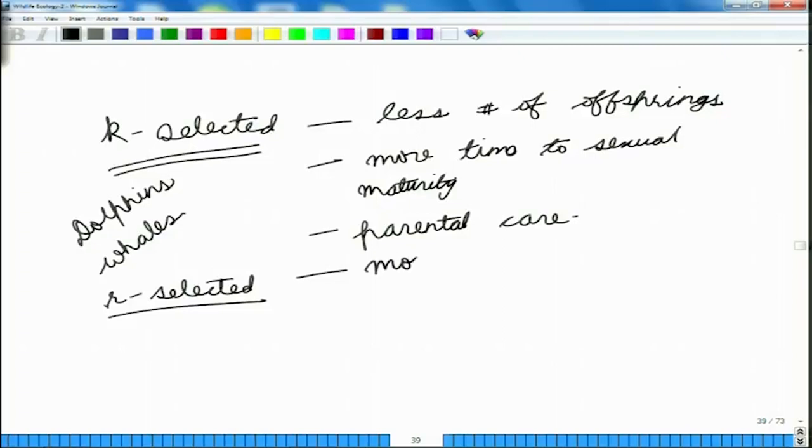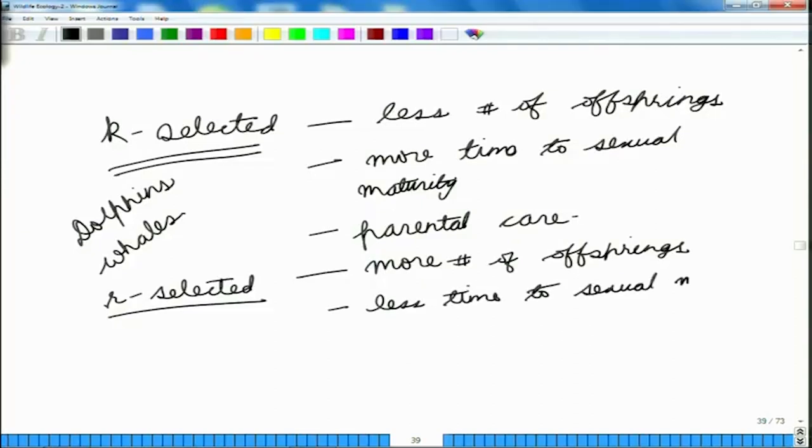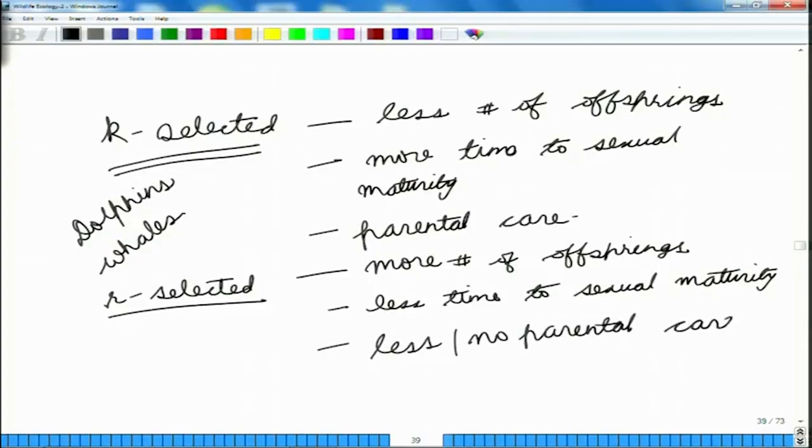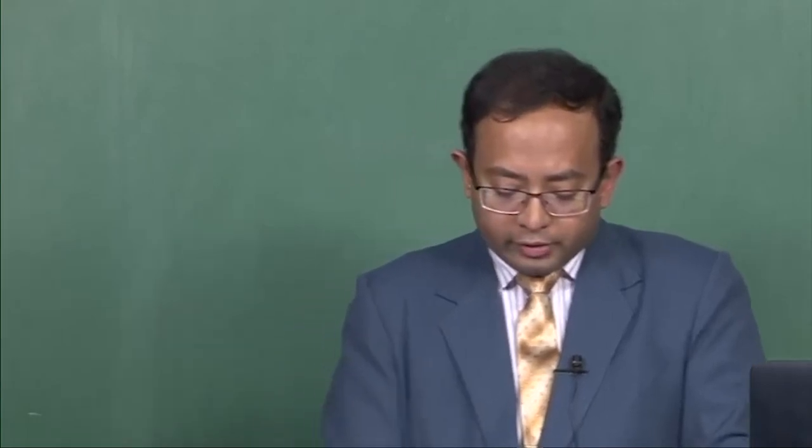So, they produce more number of offsprings, they take less time to sexual maturity, and less or no parental care. Now, examples include fishes. So, in the case of fish, two individuals will lay say hundreds or even thousands of eggs. They will take less time to sexual maturity, say a few months, and there will be little or no parental care. So, once these offsprings have come out of their eggs, they are now on their own. Or other good examples include the planktons.